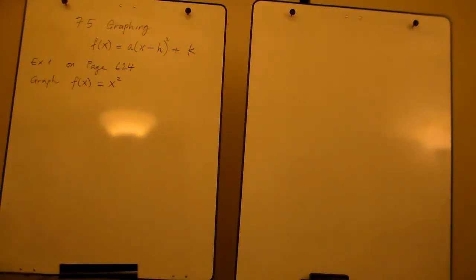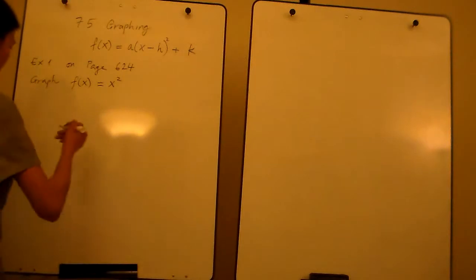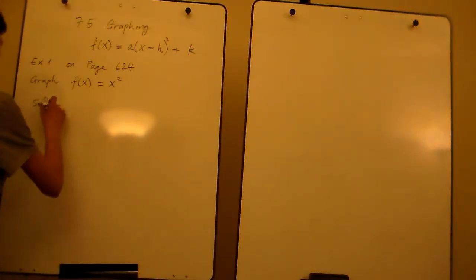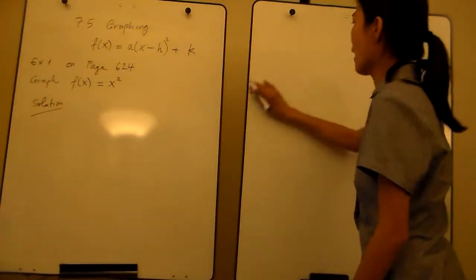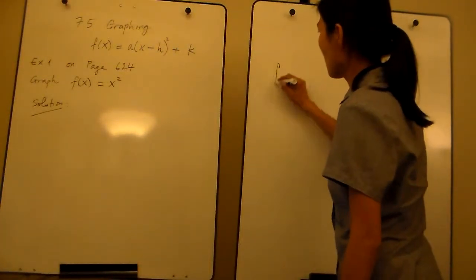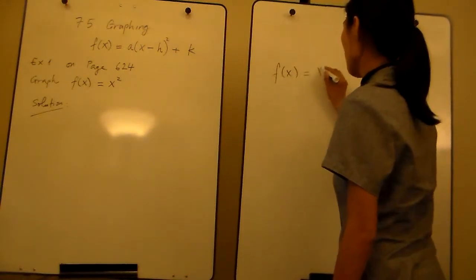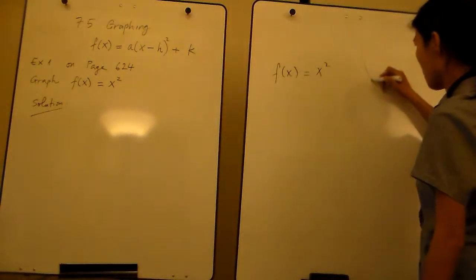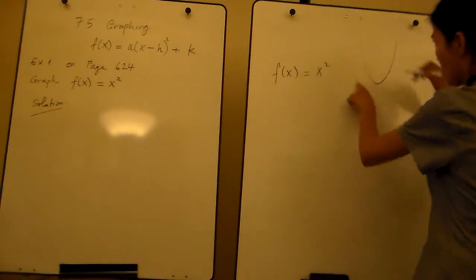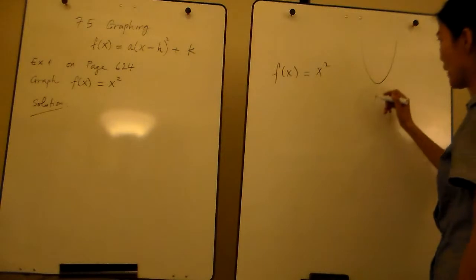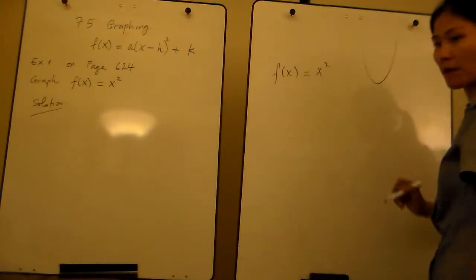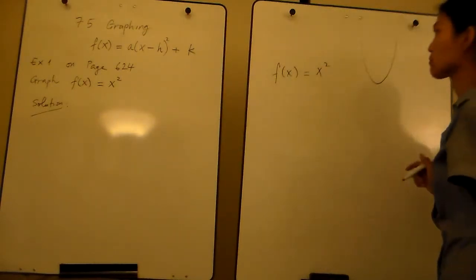Example 1 on page 624, graph f of x equal to x squared. Solution. I want you to remember this. When you see an equation f of x equal to x squared, think about this shape, okay? It looks like a V shape, but it's not as steep or sharp as a V, okay? It's rounder. It's like half of an ellipse.